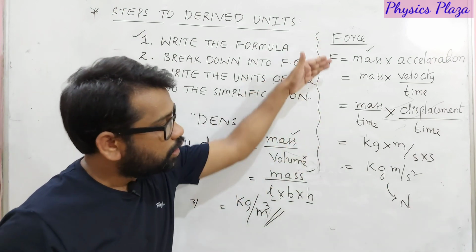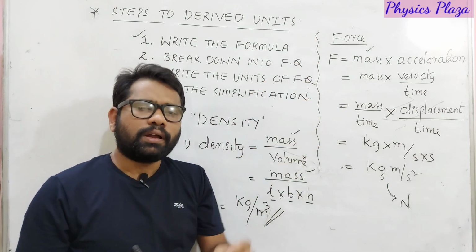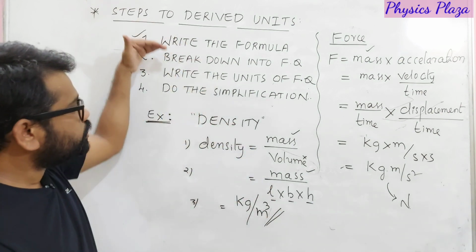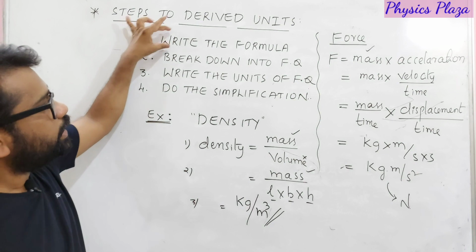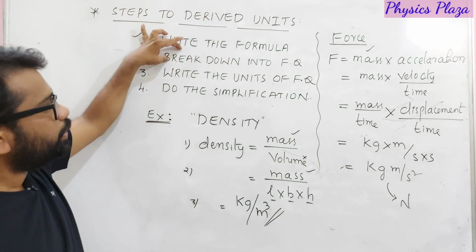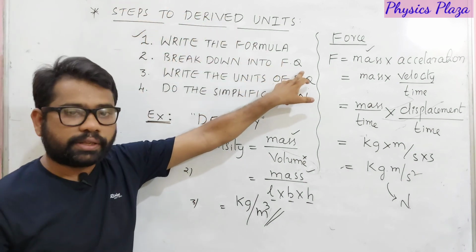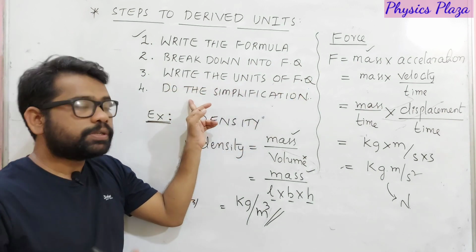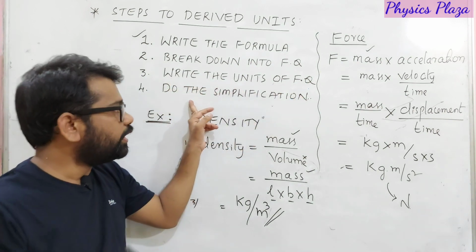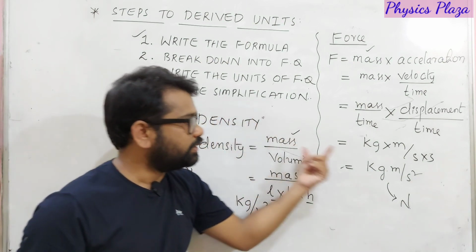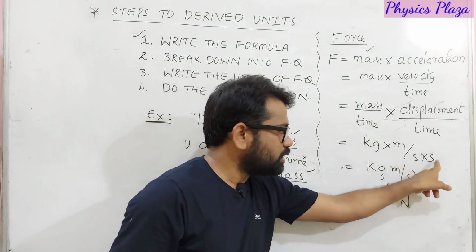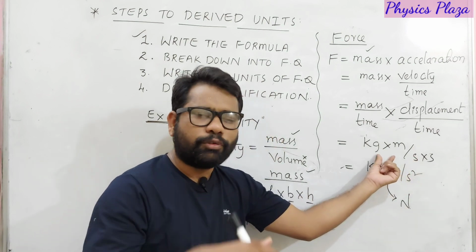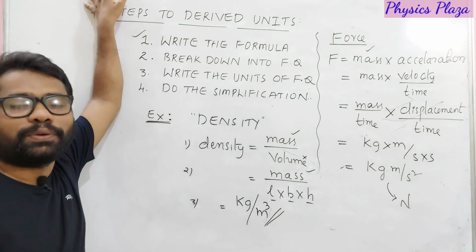So children, this is how we can write the derived units step by step. Children, I repeat once again, there are four steps to be followed. First step, write the formula. Second, break down the formula into fundamental quantities. Third step, write the units of the fundamental quantities. And the fourth step, if required, do the simplification, like multiplication, division, or taking a denominator into the numerator, if you want to. This is a very easy method to write the derived units.